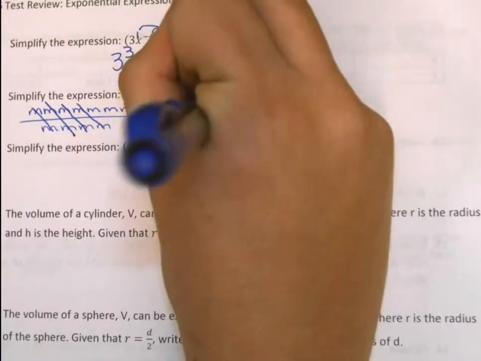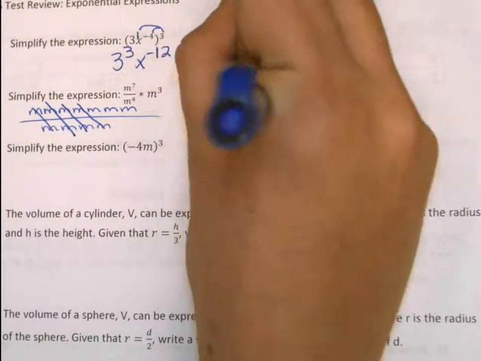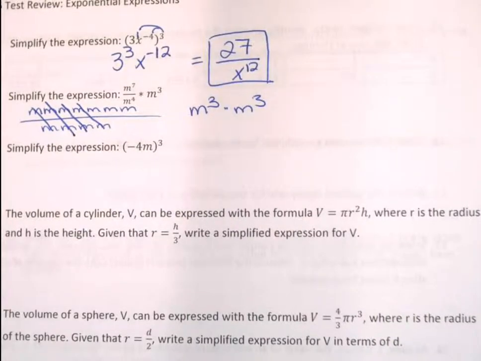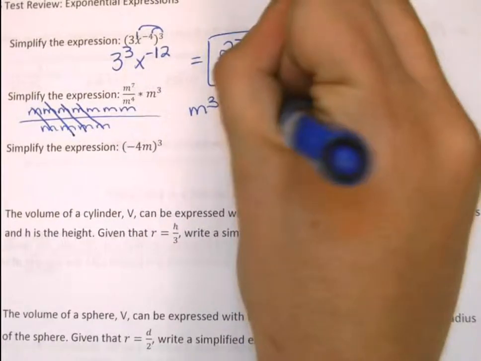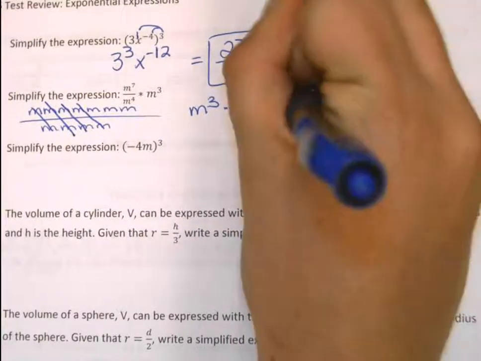So I have m to the 3rd for the first part, and then another m to the 3rd at the end. When I'm multiplying 2 of the same base, I add their exponents, so 3 plus 3 is 6.